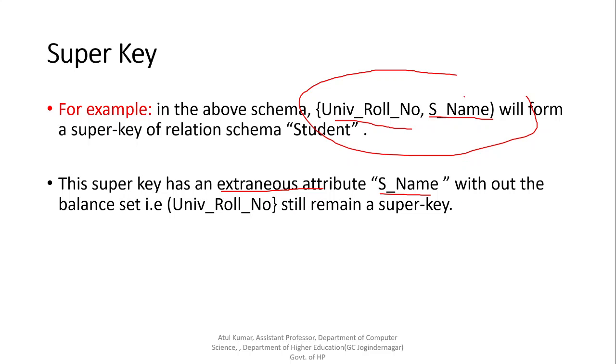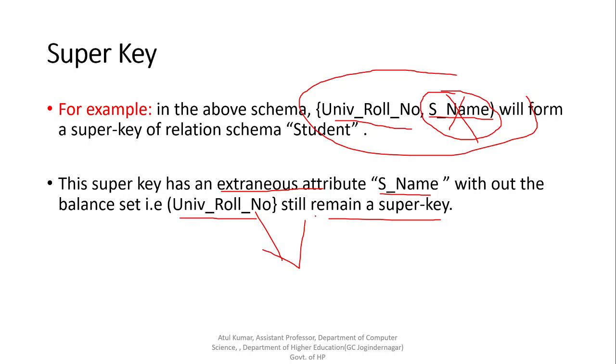Without this, if we remove this from our super key, then university roll number also remains a super key, as it uniquely identifies each row in the student table, since the university roll number for each student is different. So there is one extraneous, that is an extra attribute, in this super key. If we remove this extra attribute, then university roll number again is a super key, as it uniquely identifies each row in the student relation.